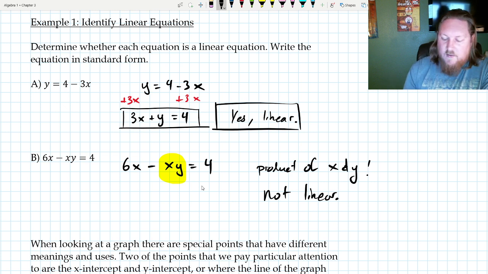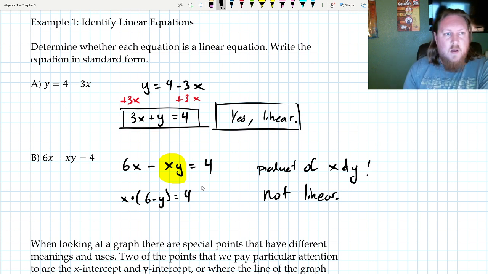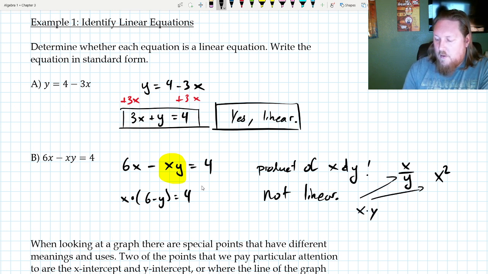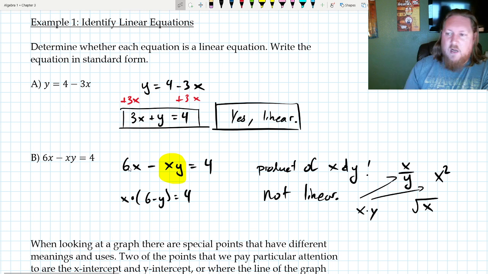And if I were to try to put this in standard form, I'd have to factor the x's out, and I'd get x times 6 minus y equals 4. Well, that's definitely not standard form because it's x times another variable in there, and we don't want x times a variable. We only want x times a constant. But the big clue there was that x is being multiplied by y. It also is a problem if one of the variables is dividing by the other, or if you have an exponent other than 1 on any of the variables. All of those are clues to say not linear. And same thing, you might also see a square root in something, any kind of root, not linear.